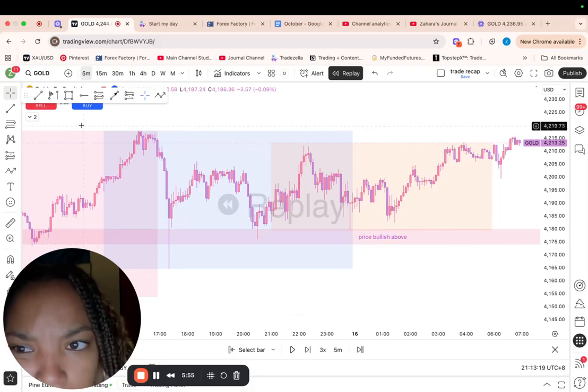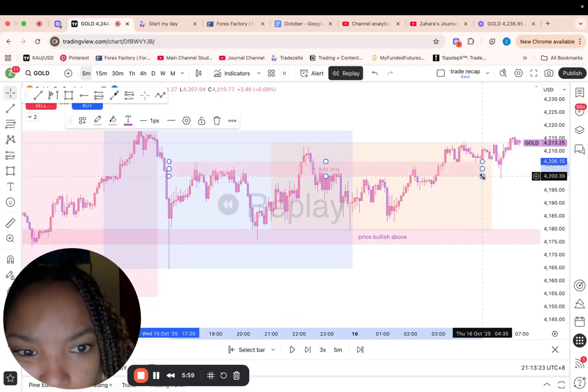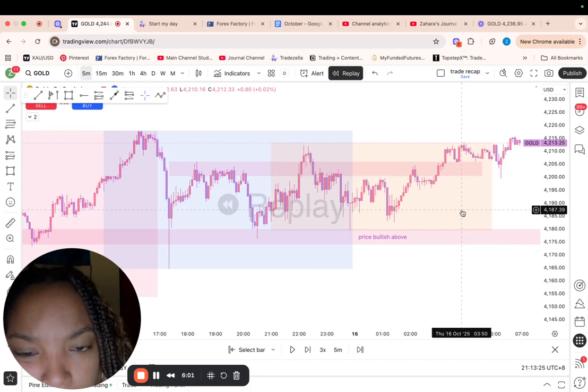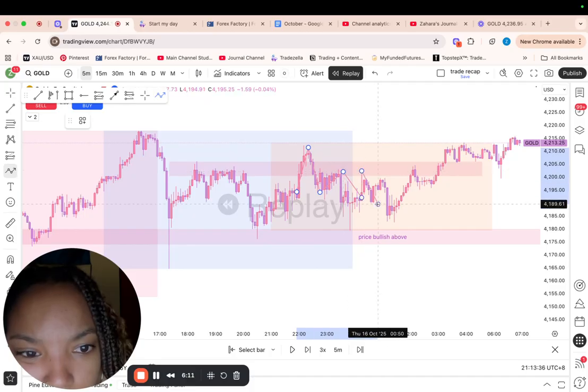Yeah, I mean, we can see that this is a pretty strong level of support, actually. If you look there, some strong buyers sitting there. Even when price broke above this level, see that it came back here to test that support.